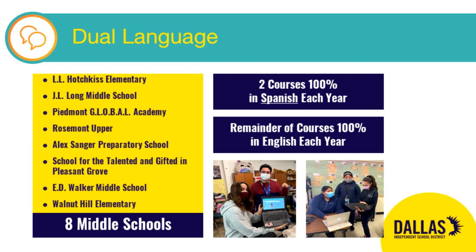Next, please, Mari Carmen. Okay. At this moment, we have our dual language program in 8 middle schools. One is Hodgkins Elementary, Yale Long Middle School, Pittman Global Academy, Rosemont Upper, Alex Sanger Preparatory School, and the school for the talented and gifted in Pleasant Grove. And here is something really important. The TAG in Pleasant Grove is the #1 middle school for the whole district in Dallas ISD, and we are offering the dual language program. E.D. Walker Middle School and Walnut Hill Middle School.